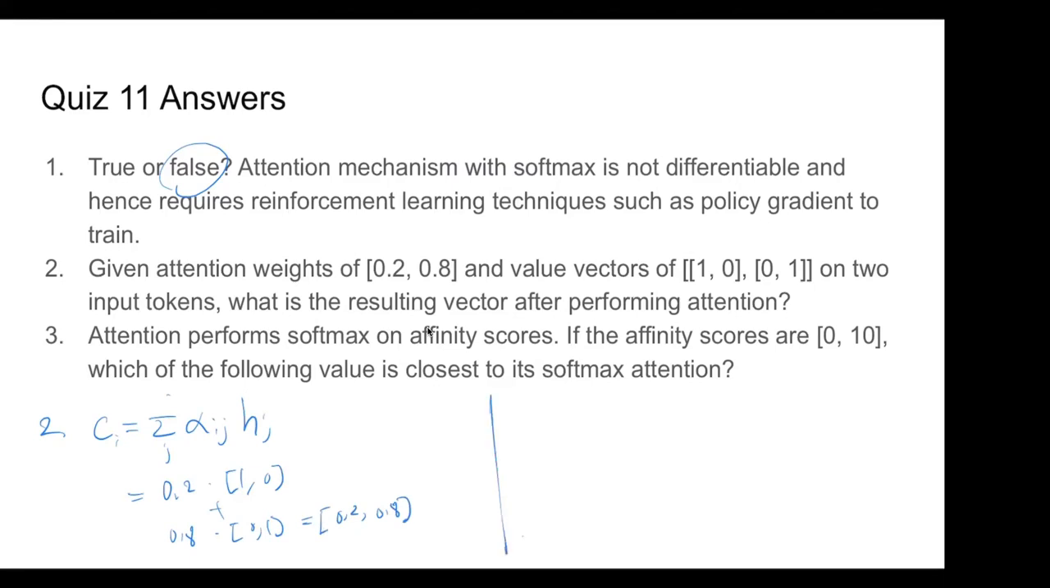And number three, attention performs softmax on the affinity scores. If the affinity scores are 0, 10, then which of the following values is closest to its softmax attention? I think we had this quiz in lecture three or something like that to give you the sense of how large the exponentiation can be. So if you actually try to compute this, you're basically computing e to the power of 0 over e to the power of 0 plus e to the power of 10. And e is bigger than 2.